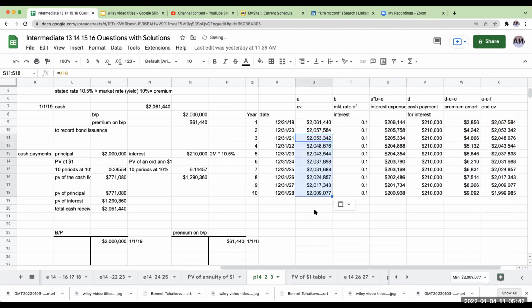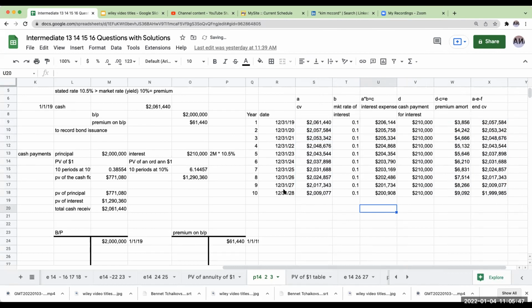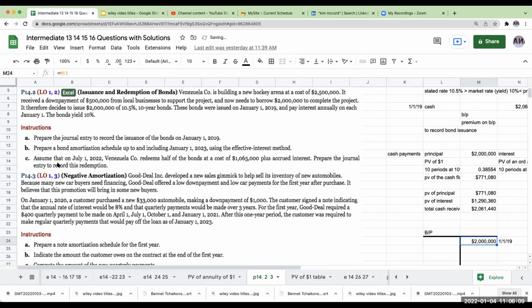Okay. So did I do this question correctly? Well, as of 12/31/28, I've got over here $1,999,985, which is pretty close to the $2 million face value. Remember, when I'm doing a premium or a discount amortization, once I make my final interest payment, the carrying value needs to equal the face amount of the bond. Okay. So now for the fun part.